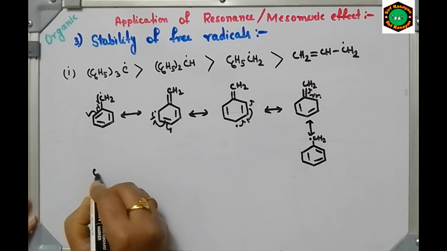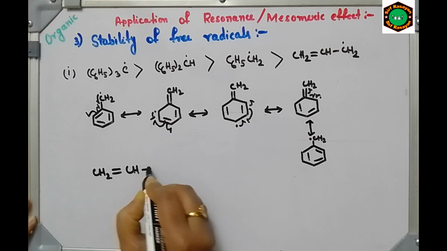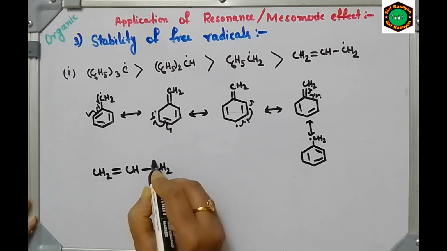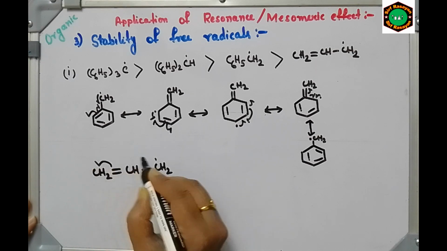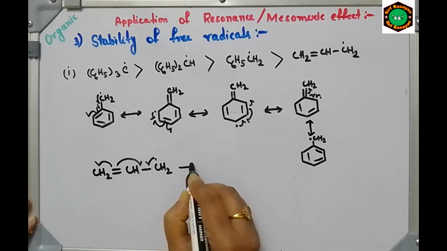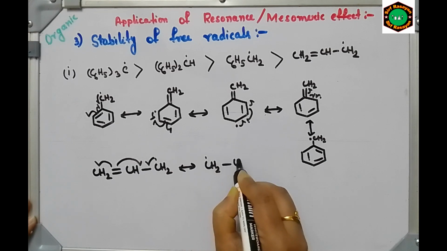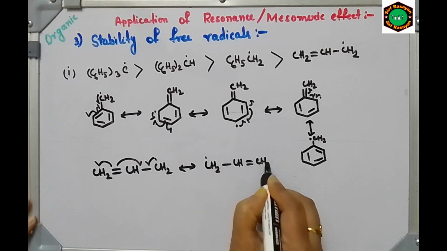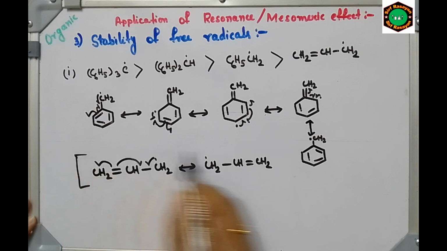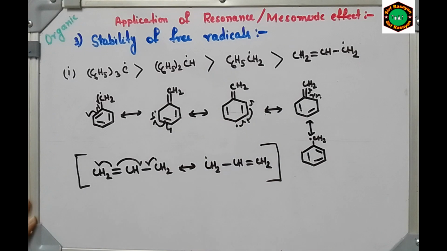For allylic free radical, similarly to what we did for carbocation, here only homolysis will take place. Dot CH double bond CH2. So here 2 resonating structures are possible. Here 5. So obviously this is more resonance stabilized than this one.